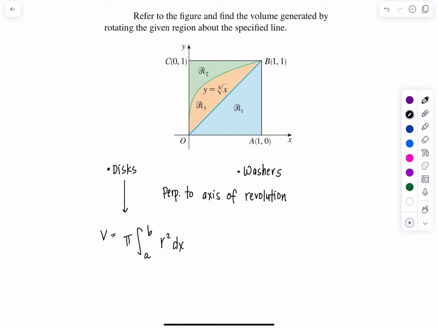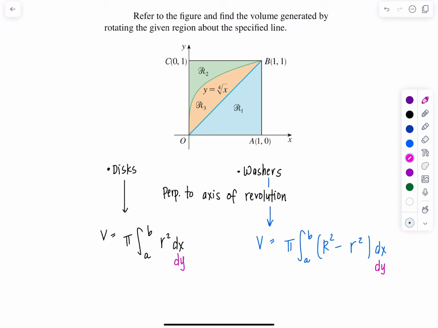And then if you have a washer, what's the formula look like? Well, you have an inner radius and an outer radius. Still, we can put the pi outside. Integral from a to b, outer radius squared minus inner radius squared. I'll put dx, but it could also be dy, depending on which way you're spinning.